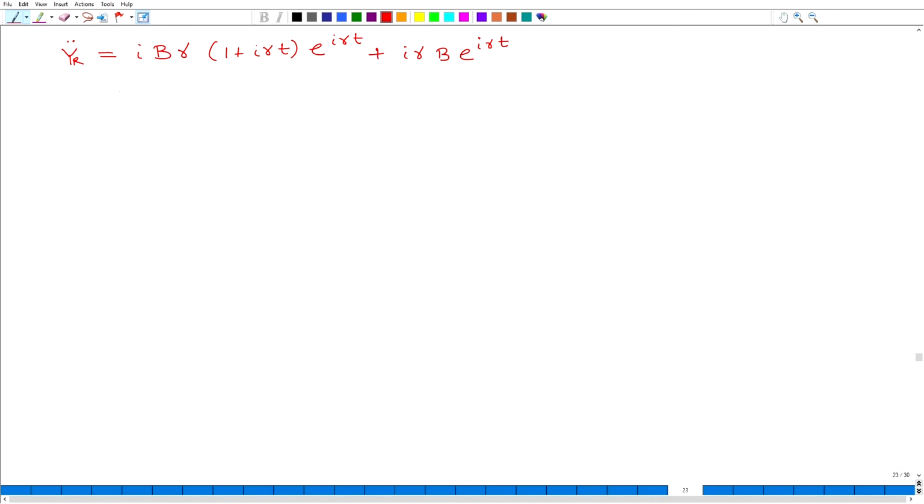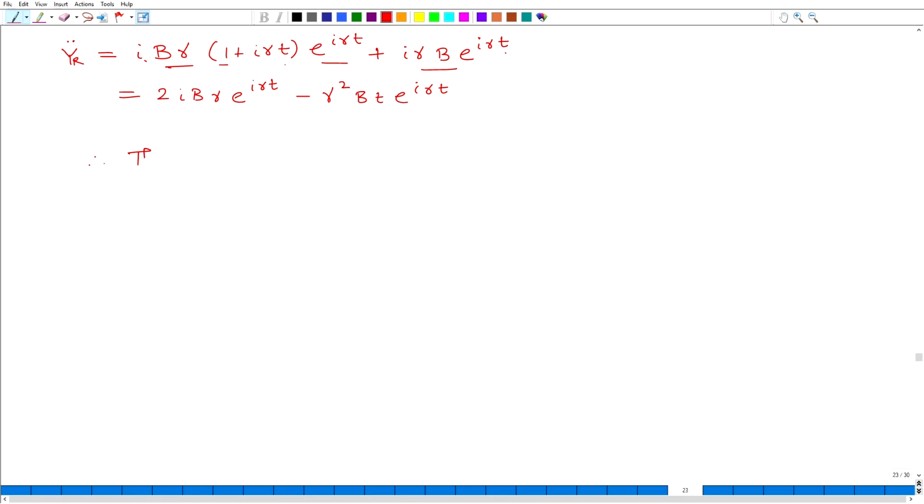Okay. And this term will actually sum up with this term to finally give 2I b gamma e to the I gamma t minus, and this term now will be with a minus sign because I squared gives minus 1, gamma square b t e to the I gamma t. Okay.